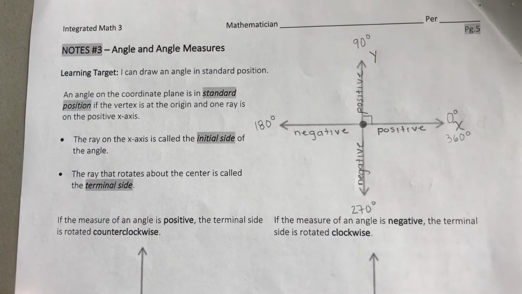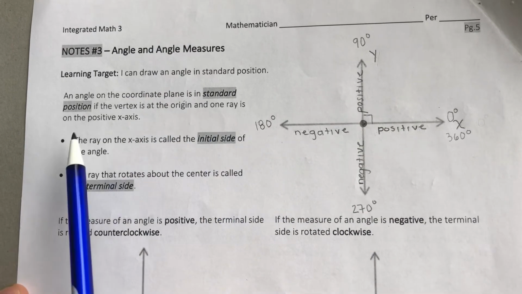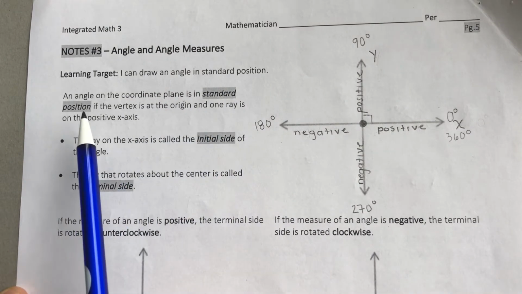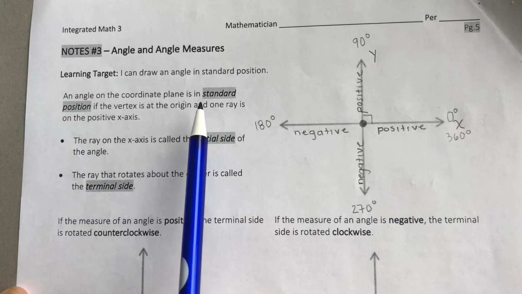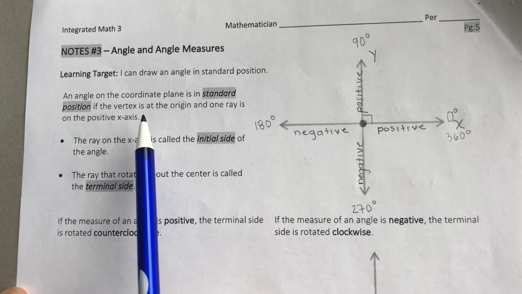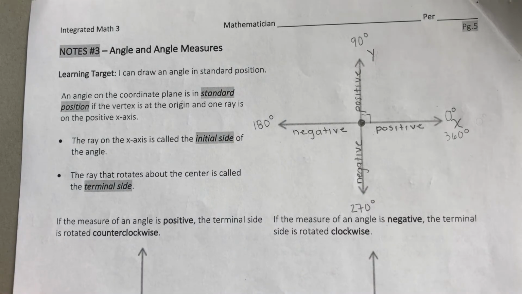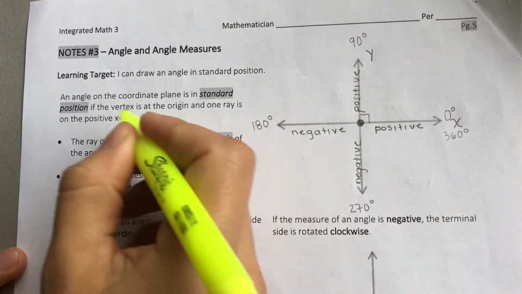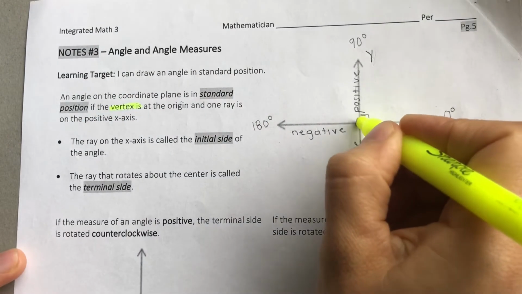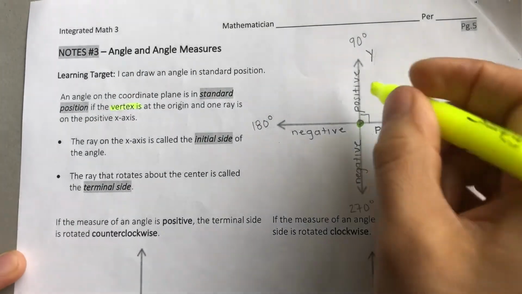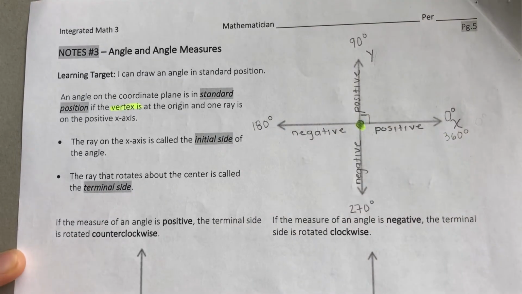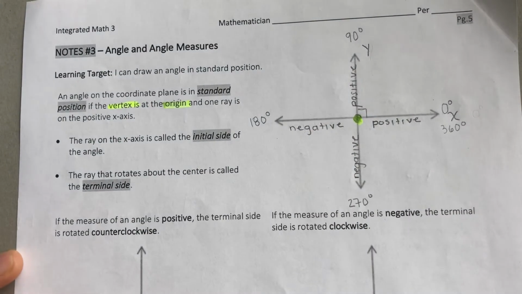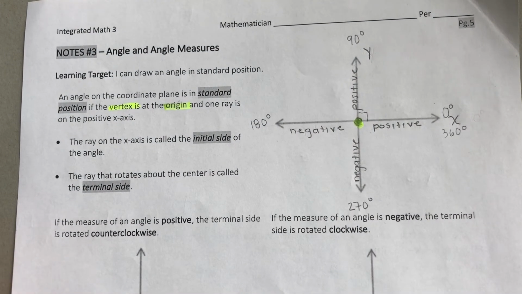All right, now we can go back to the learning target. I can draw an angle in standard position. An angle on the coordinate plane is in standard position if the vertex is at the origin. Let me grab my highlighter. If the vertex is at the origin, so here's the vertex of the angle. We want it at the origin, so right here. At the origin.